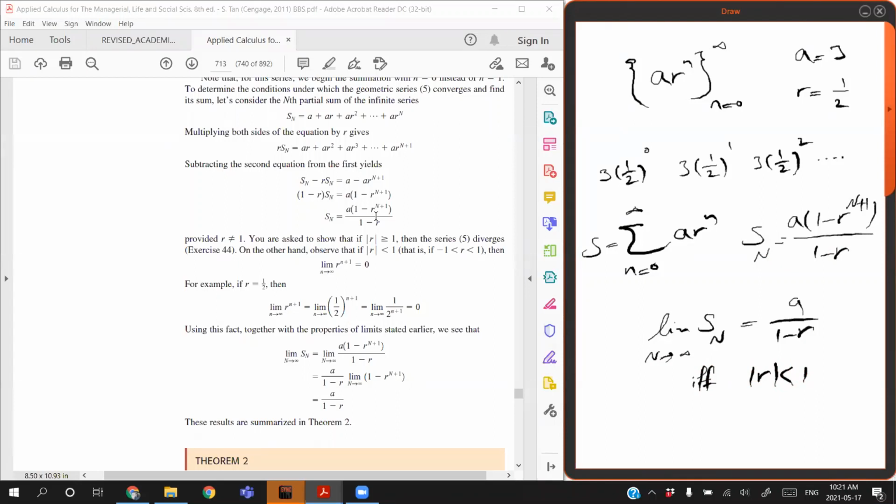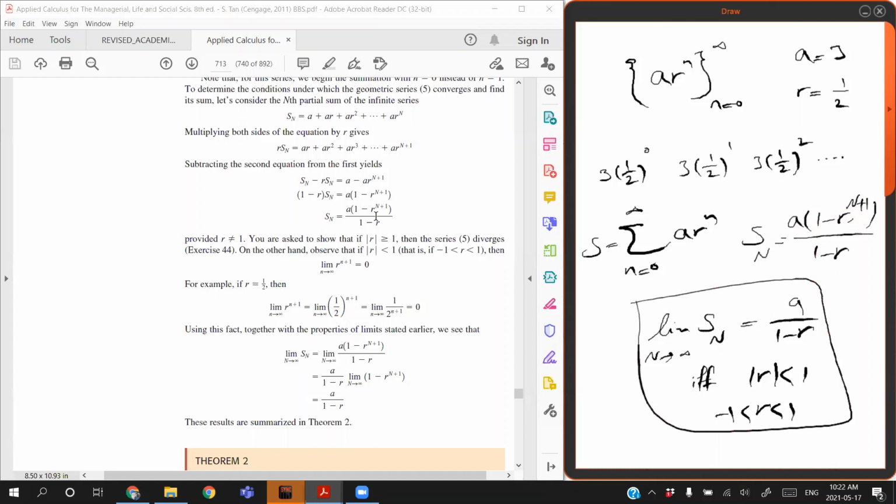Because if the absolute value of r is less than 1, then this part, r to the power of n plus 1, is going to approach 0. It will not happen if r is greater than 1 or equal to 1 or equal to -1 or less than -1. It will only happen if the absolute value of r is less than 1, that is, r is between -1 and 1. In that case, this part will approach 0, and that's the only part which has uppercase n. So you get 1 times a, just a over 1 minus r.